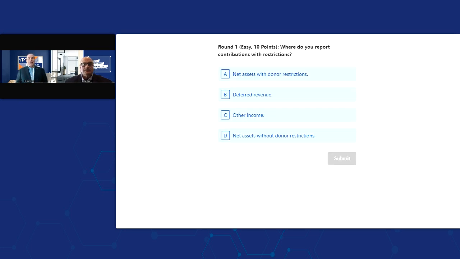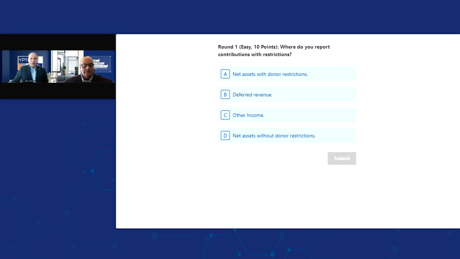All right, our next question. Where do you report contributions with restrictions? Is this done through net assets with donor restrictions, deferred revenue, other income, or net assets without donor restrictions? And I would say one of our ASUs that came out not that long ago changed some of the terminology that we use, and hopefully the term that's currently used answers this question pretty succinctly.